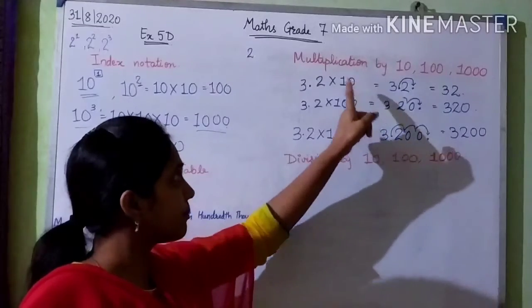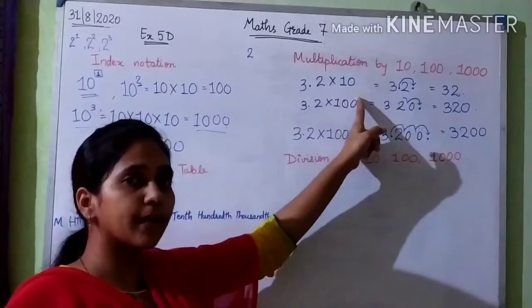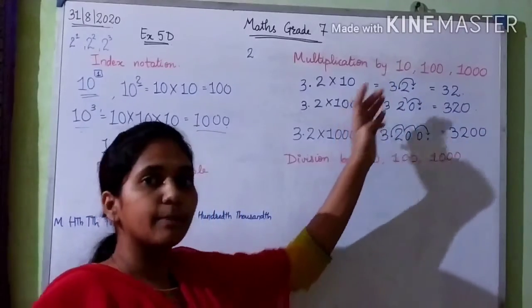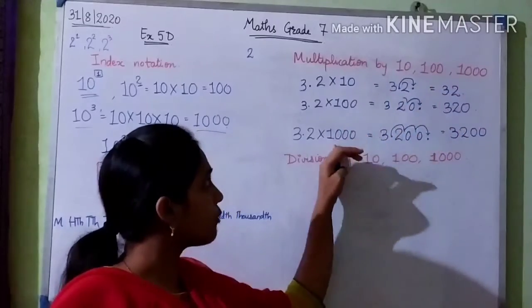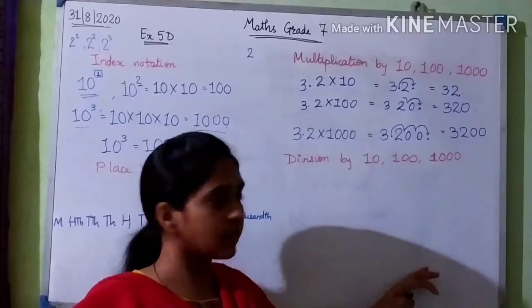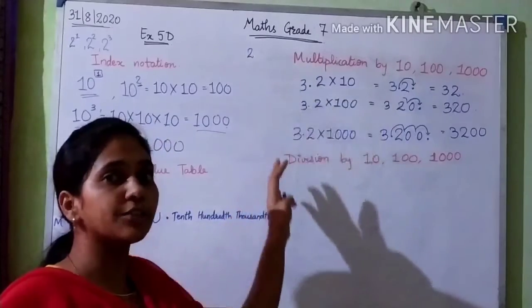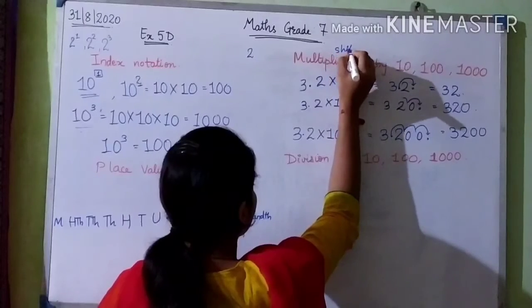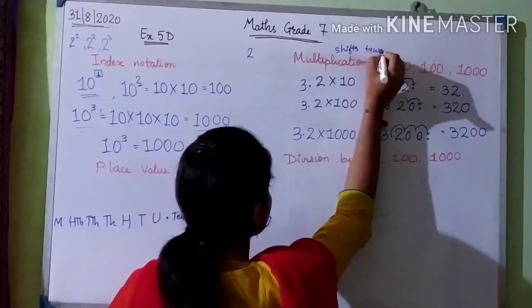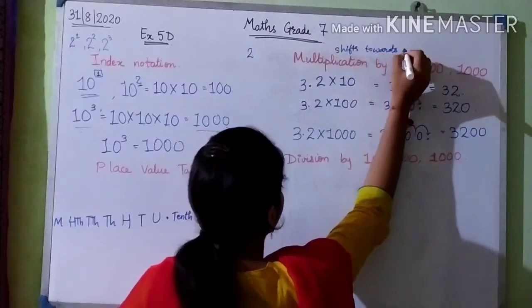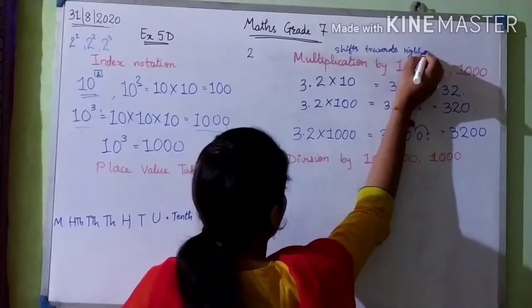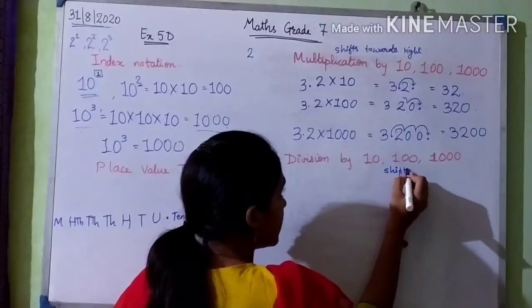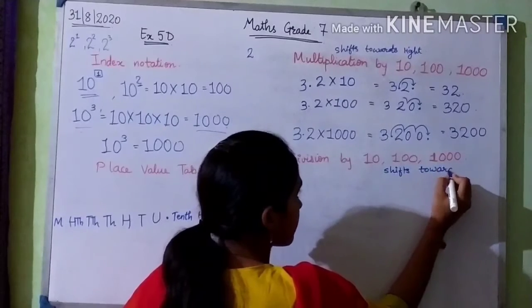Depending on the number by which we are multiplying, if we multiply by 10, the decimal point will get shifted one place towards the right. By 100, it will get shifted by 2 places. By 1000, it will get shifted by 3 places. And for multiplication, the point shifts towards the right. And for division, the point shifts towards the left.